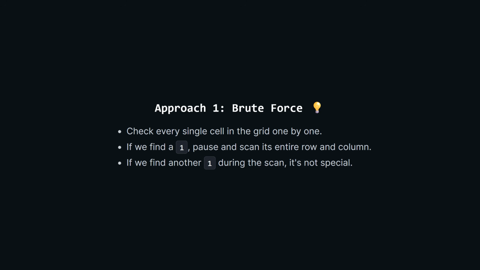So the first idea, well, it's usually brute force. The most straightforward way to solve this is to just do exactly what the rules say. We can loop through every single cell in the grid. The moment we spot a 1, we stop, and then we run a mini search across its specific row and column. If we find any other ones hiding there, we mark it as not special and move on. If the coast is clear, we count it.